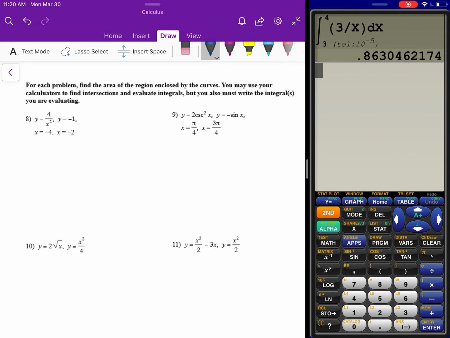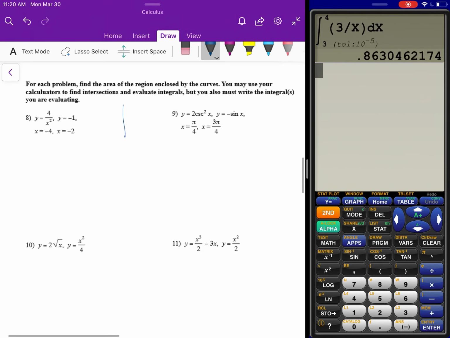Again, we could do this by hand. We could draw a graph and think through this. In fact, it gives us two x values here, so it looks like it's probably just going to be the interval -4 to -2. Y equals -1 is a horizontal line. 4 over x squared looks something like this. And so you want to go from -4 to -2. So really we sketched that, but it's the same idea as the one we just did.